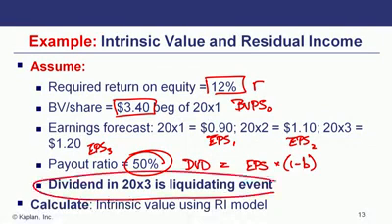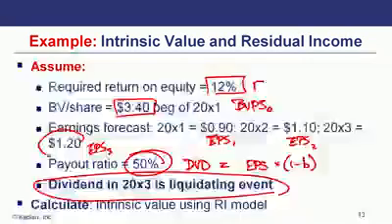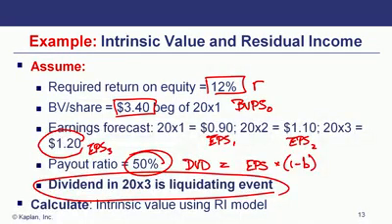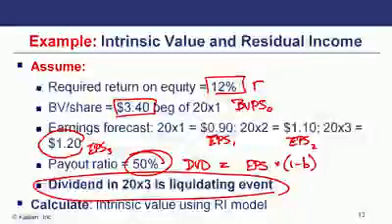Notice what it says here, that the dividend in 2003 is a liquidating event. That means this 2003 dividend is $1.20, and not only that, at the very end it's going to pay out its entire book value per share as well. Now think about that just for a moment. So if I have a liquidating event, I'm paying the $1.20 and I'm paying out all the remaining book value per share. That means book value per share goes to 0. That means moving forward, there are essentially no more residual income to discount back, right?